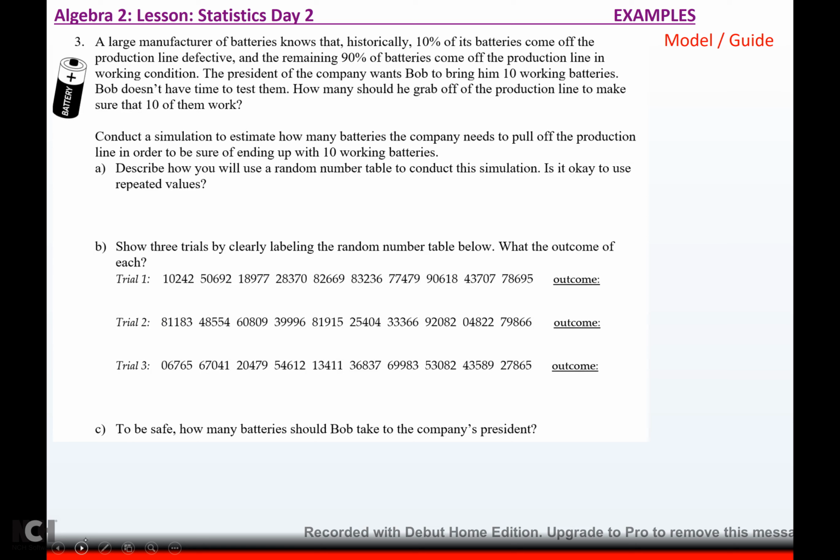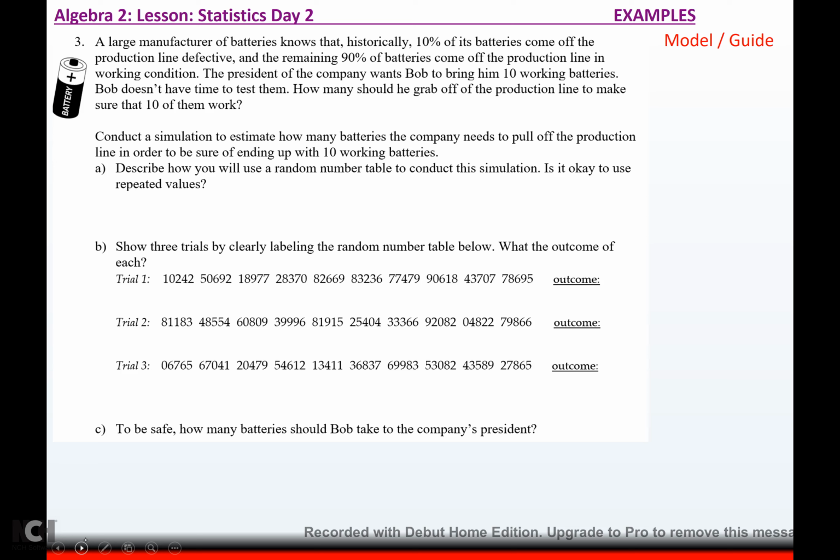So it says a large manufacturer of batteries knows that historically 10% of its batteries come off the production line defective, and the remaining 90% of batteries come off the production line in working condition. The president of the company wants Bob to bring him 10 working batteries. Bob doesn't have time to test them. How many should he grab off the production line to make sure that 10 of them work?